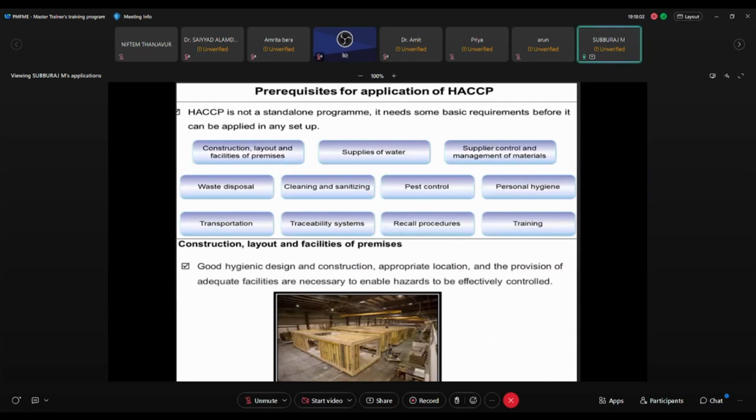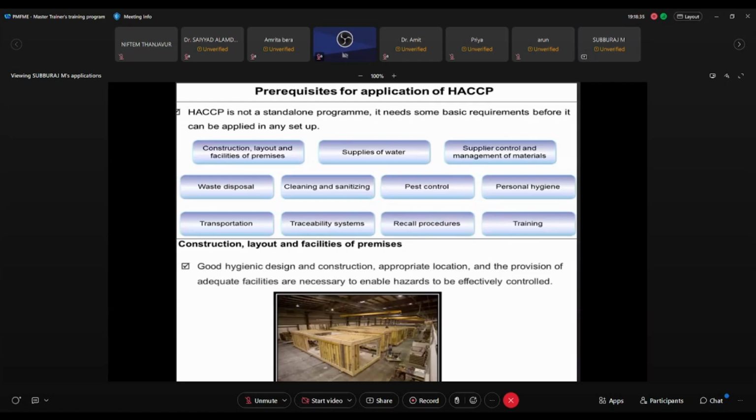So now I am going to discuss the prerequisites for the application of HACCP. Prerequisite means before going for HACCP, these are the mandatory things. I already told you that HACCP is not a standalone program. It is combined with all the other basic requirements. So before you apply HACCP, you have to think about the design of the system, facility construction and layout, and facilities of premises.